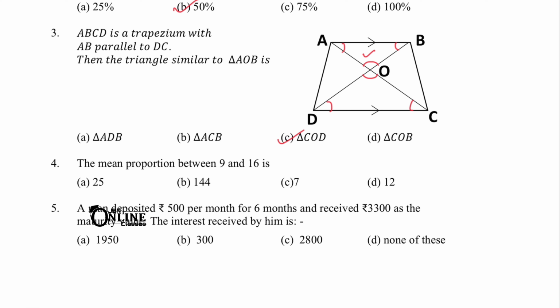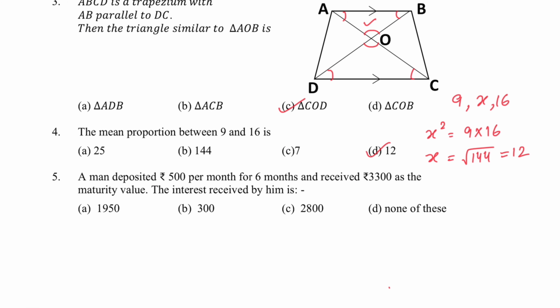Now next, sum number 4. The mean proportion between 9 and 16. So mean proportion means, suppose here the mean proportion is x. So here 9 and 16. So that means x square equals 9 into 16. So that means 144. So root of 144 equals 12. So your answer is 12.